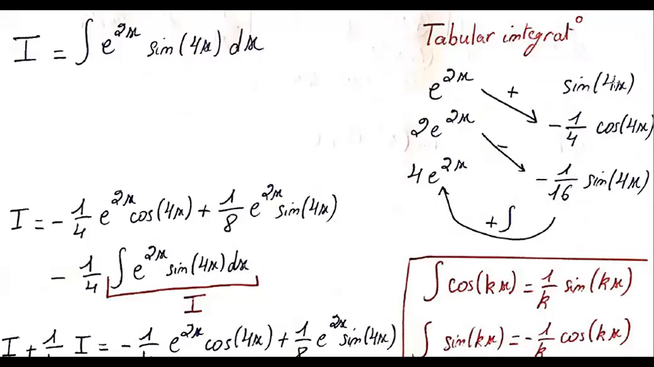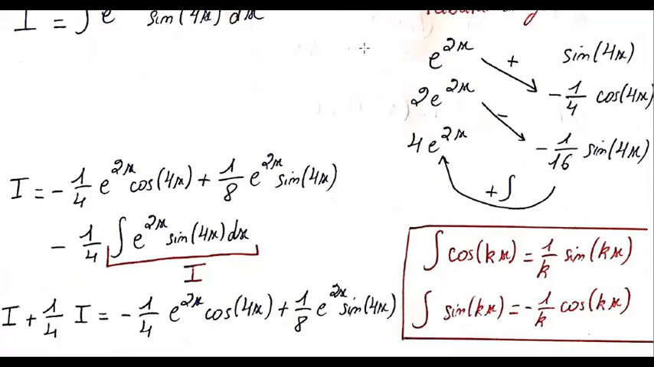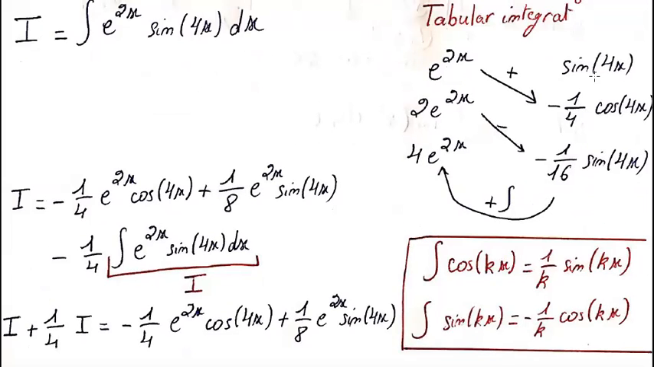Now the integral of sine 4x is minus 1 over 4 cosine 4x. And then the integral of cosine 4x is 1 over 4 sine 4x, so we get minus 1 over 16 sine 4x. I used these two rules here to find the antiderivative of cosine kx and sine kx.